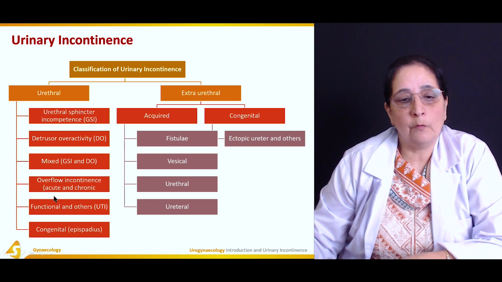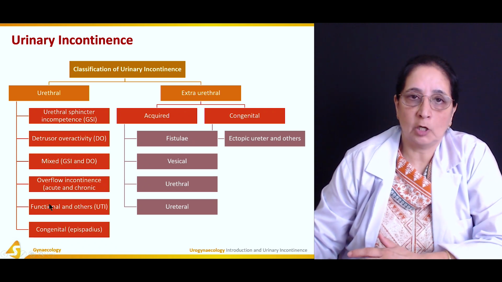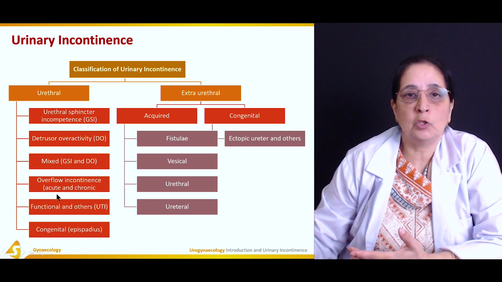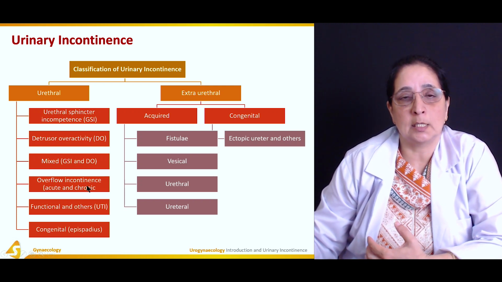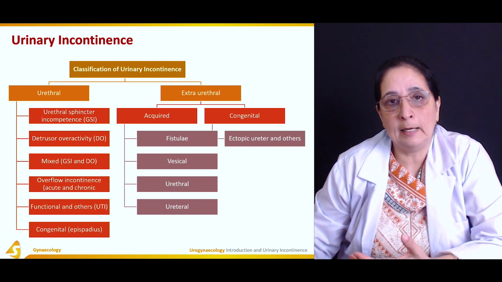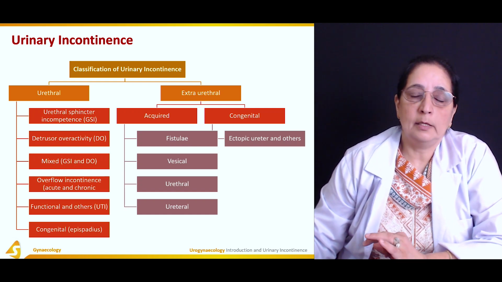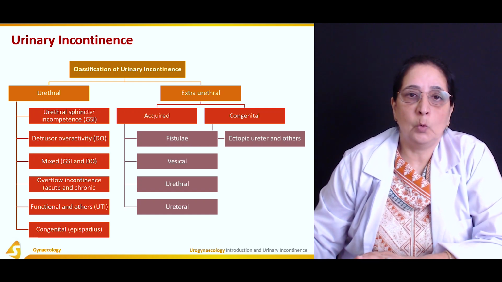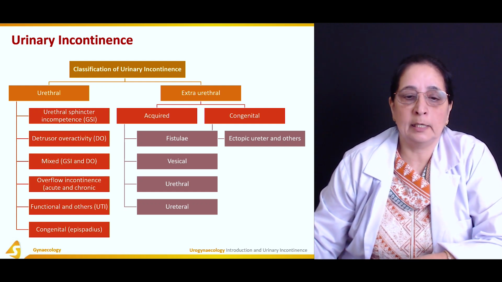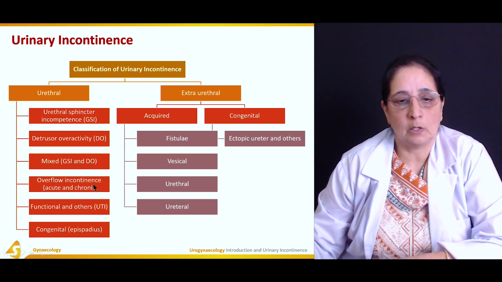Then we have overflow incontinence. It can be acute, short-term, and chronic, long-term. And as the name shows, in overflow incontinence sometimes the bladder becomes overfilled, so that it exerts so much pressure on the sphincters that they open up and there is urinary incontinence. That's overflow incontinence.